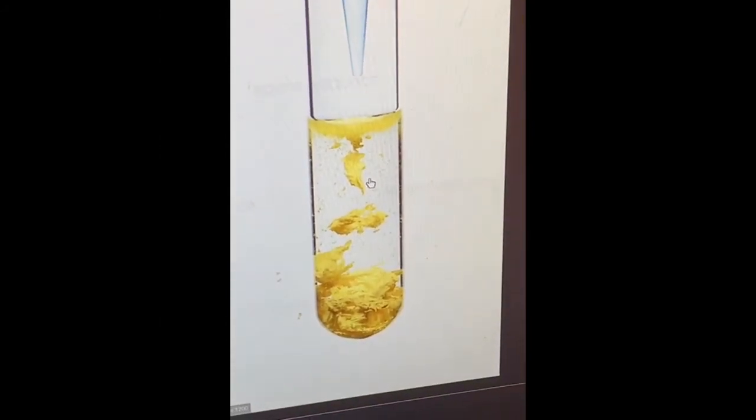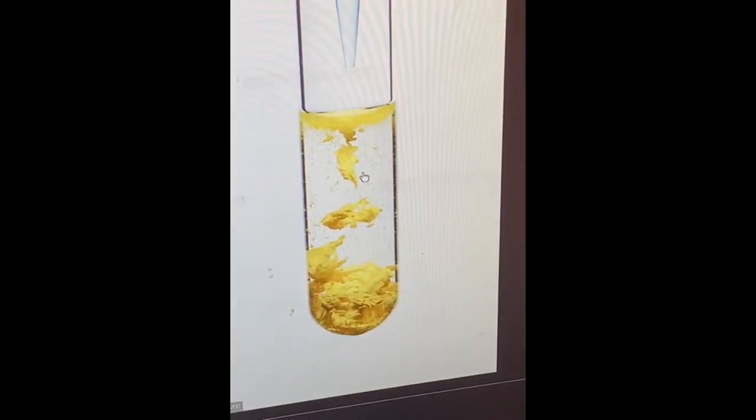All right? So you guys see how it's kind of coming down in chunks? Those are flakes of actual solid, I'm sorry, of lead iodide, lead 2 iodide. And so back in the day, this is how they actually used to make paint. So they would make these pigments. This was actually a paint pigment.